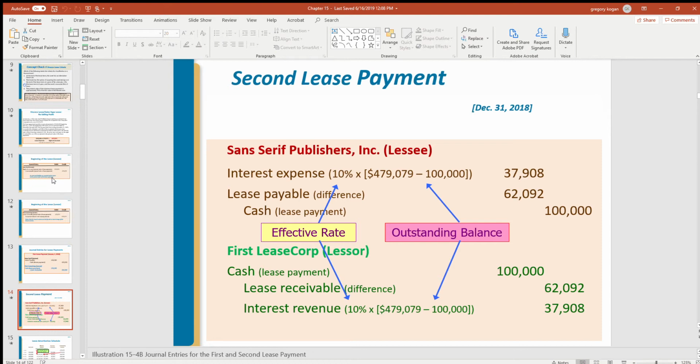So why do we use that interest expense? Because that is 10% of the carrying amount at the beginning of the interest period, same as what we had with bonds and with investments. And the difference is the lease payable. And then the lessor receives the debit of cash and records the lease receivable, right, the $62,092, and then interest revenue for that $37,908. So notice that the entries again are mirror images of each other and incorporate the financing as well as the expense. So it's sort of like the interest and the principal of the bond. Same exact concept here, just a little bit different.